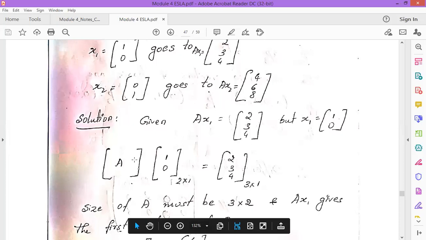So the size of A, obviously, must be equal to how much? Logically you need to apply this. The net result should be 3 cross 1. If you take A as 3 cross 2, then 3 cross 2 multiplied with 2 cross 1, the 2 and 2 match, and you will get 3 cross 1 as a result. Just show in the notebook.